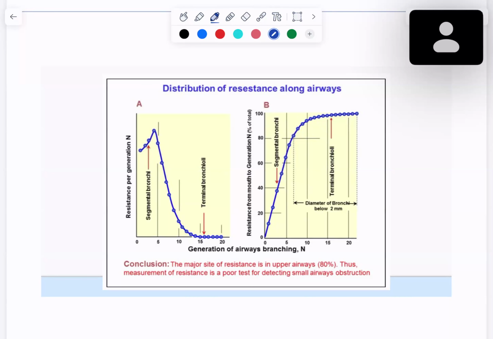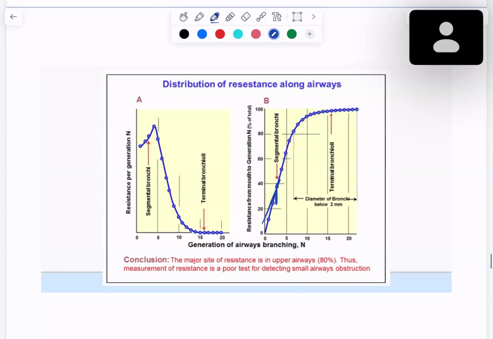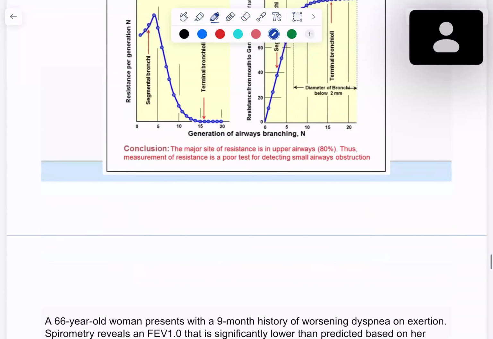Excellent. Also, just notice in this graph, it says resistance from mouth to the generations. Tamam? You can see that the resistance in the mouth is pretty low, and then it gets higher. Let's say this is the trachea. And then when you get to the segmented bronchi, it is the highest. Right.